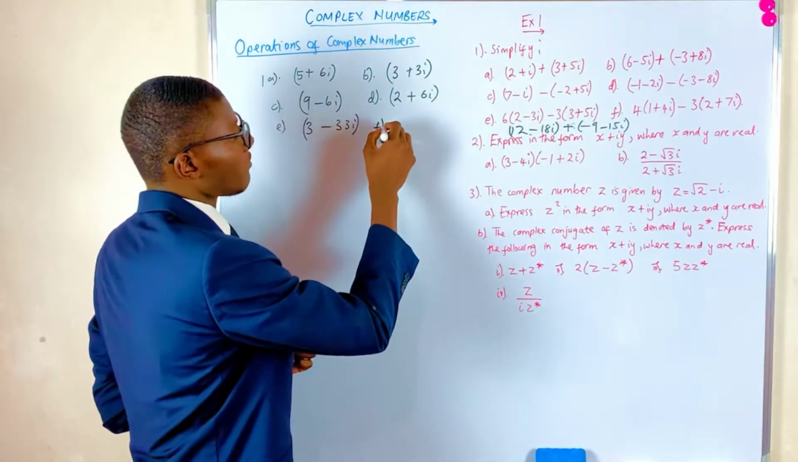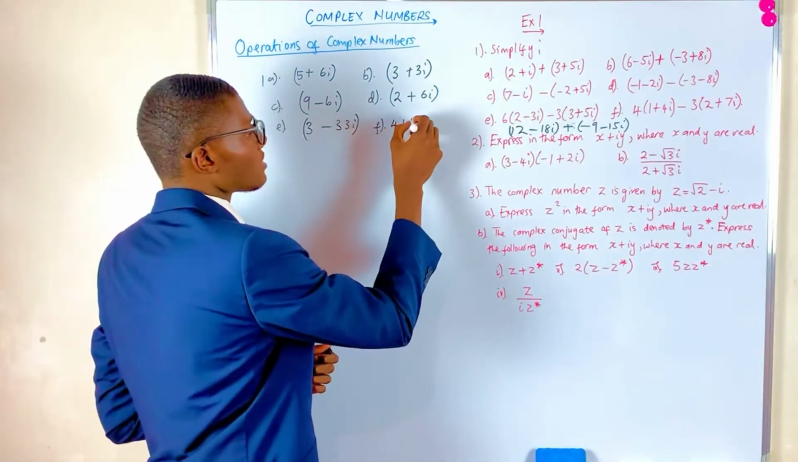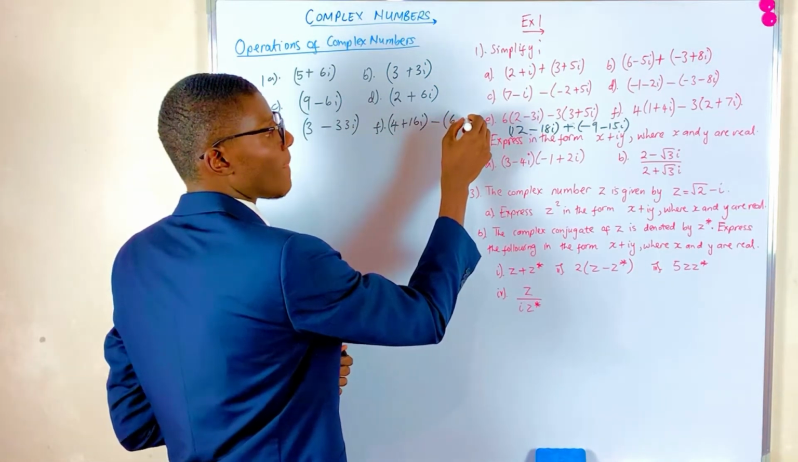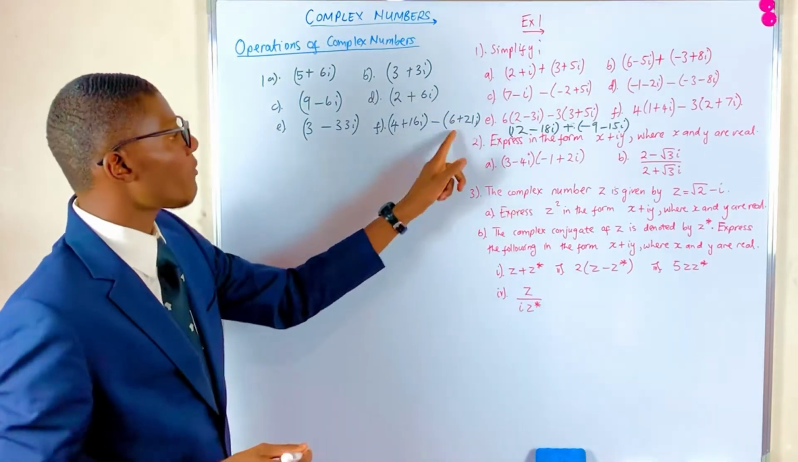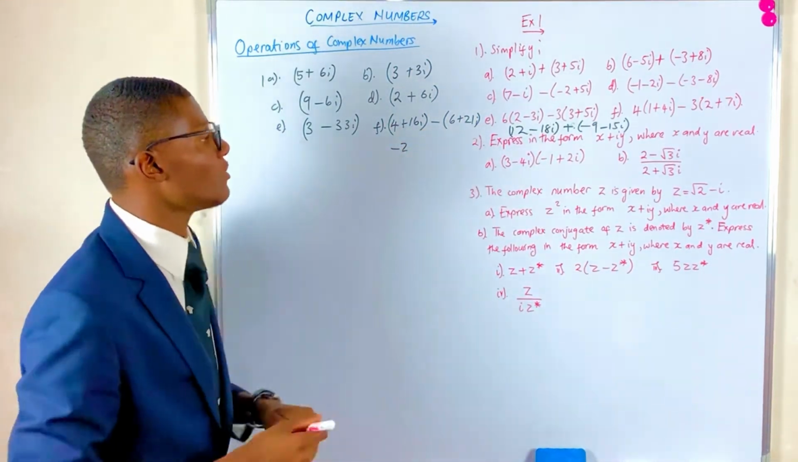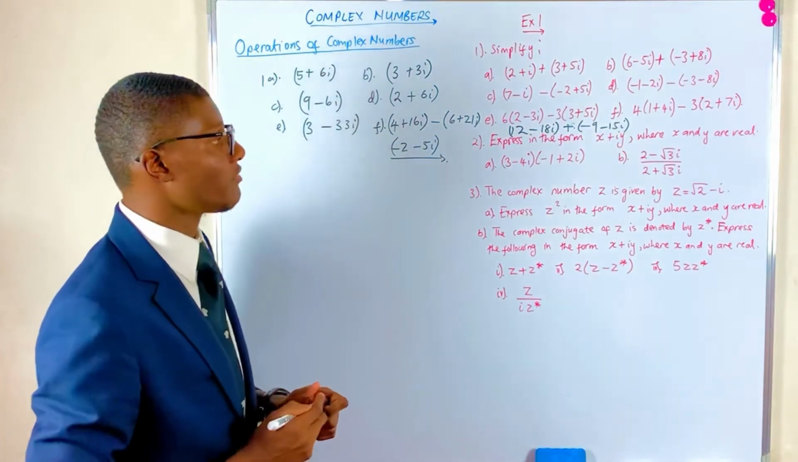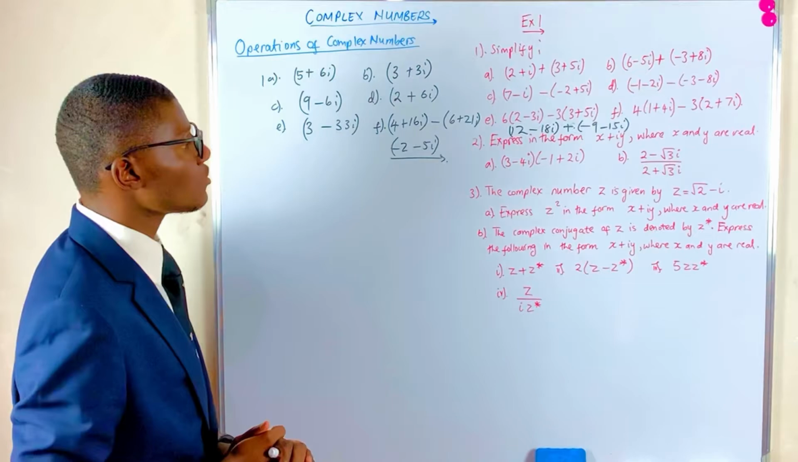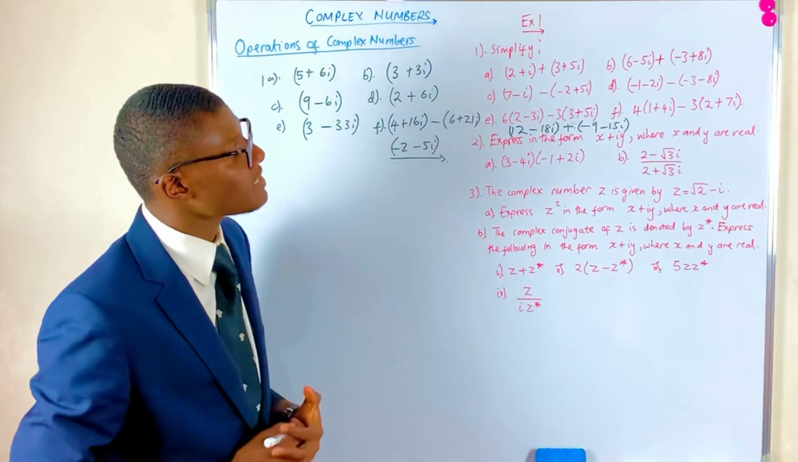And then for part f, if we simplify the brackets first, we've got 4 plus 16i, minus 6 plus 21i. Then we've got 4 minus 6, which is minus 2, and then we've got 16i minus 21i, which is minus 5i. So this is the result that we get for part f. Pretty straightforward.